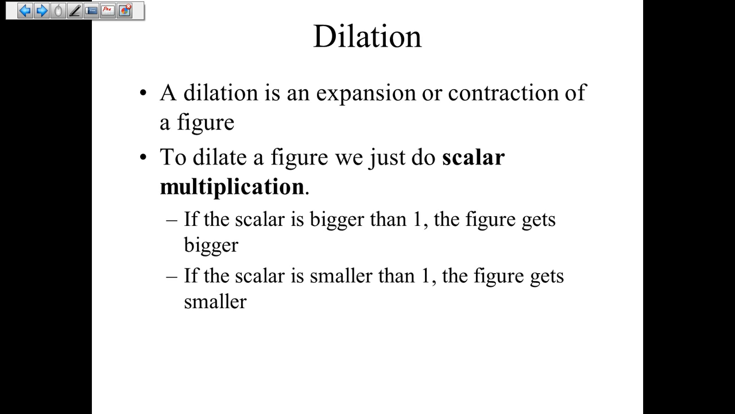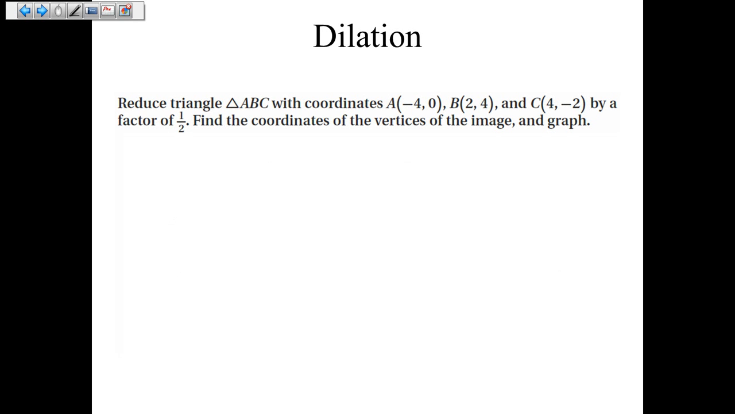In order to do this with our matrices, all we need to do is some scalar multiplication. If we multiply by a number bigger than 1, like 2 or 3 or 4, the figure gets bigger. If the scalar is smaller than 1, a fraction or a decimal, then the figure gets smaller. So here we want to reduce triangle ABC with the given coordinates, a different triangle ABC than we've seen, by a factor of 1/2. They're telling us what to multiply by in order to make this happen.